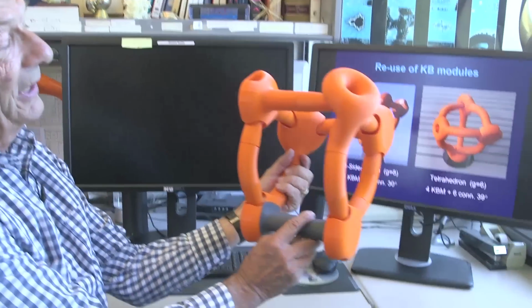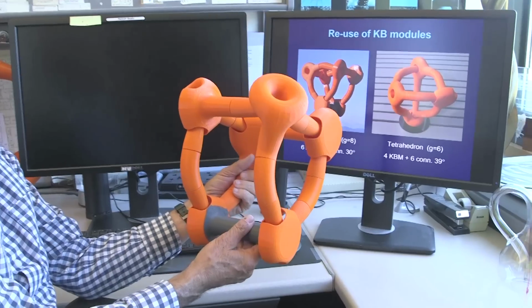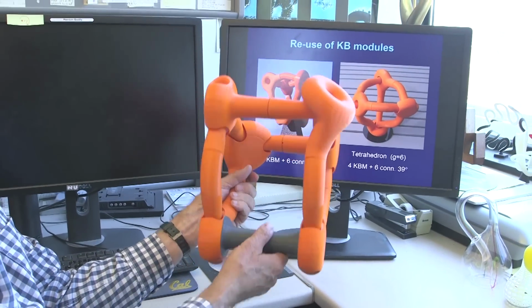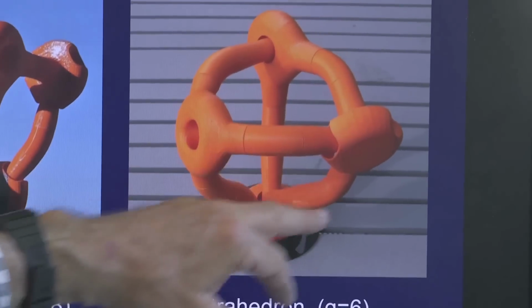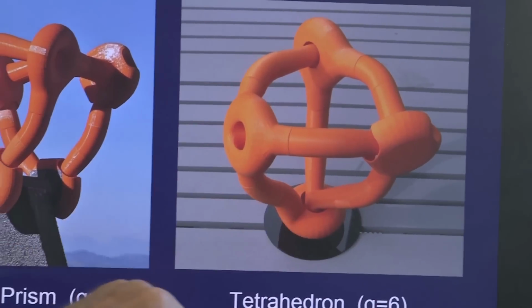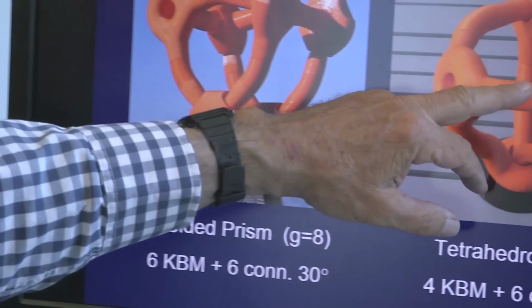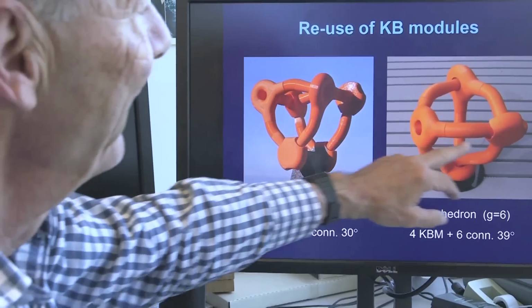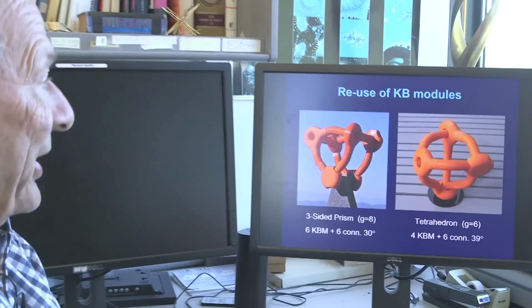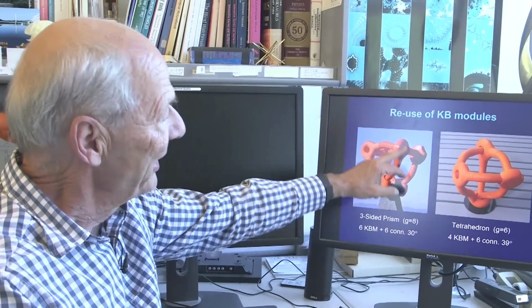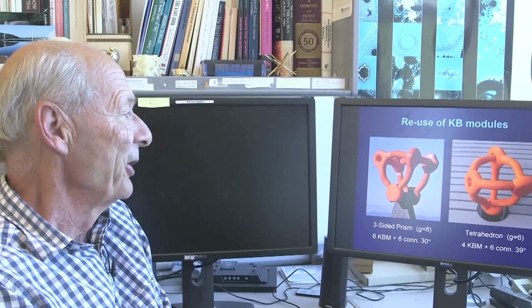And then I just copy 2 of these triangles behind one another, and I get something that looks like a 3-sided prism. Another option is curves that curve through 39 degrees, and then in this I can use 4 of my modules and 6 of those bent pieces, and I get something that emulates a tetrahedral frame, a super bottle of genus 6, whereas this here was a super bottle of genus 8.